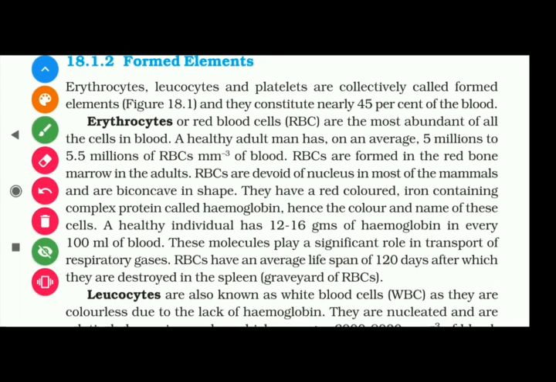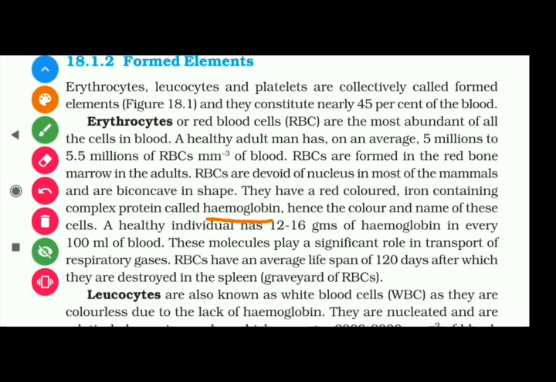They have a red in color, iron containing complex protein called hemoglobin. It is red in color. That's why it is called RBC. And this red color iron containing complex protein is called hemoglobin, and due to this red color the RBC looks red in color, and this iron containing complex protein is called hemoglobin, hence the color gives the name of these cells.